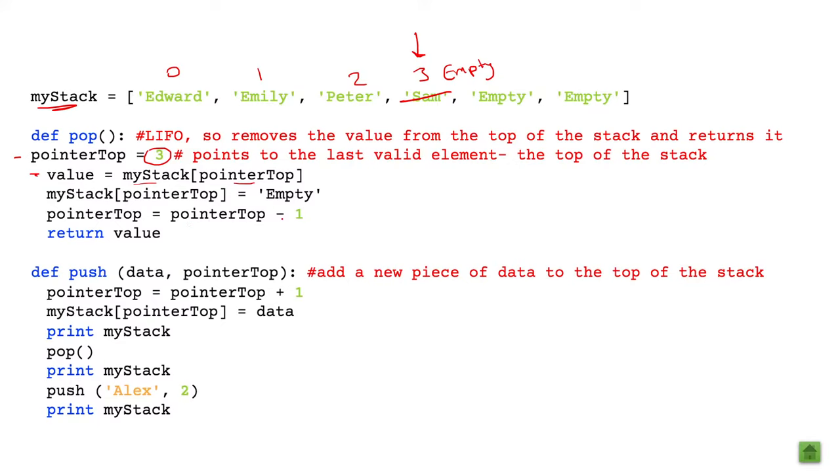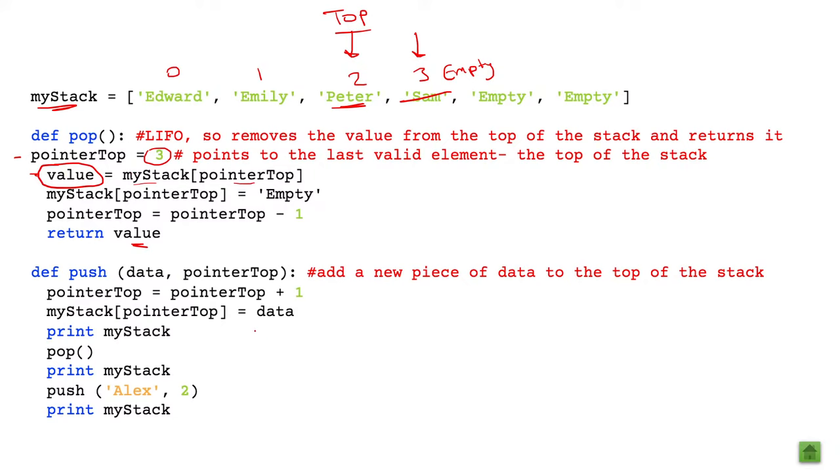What? Pointer top equals pointer top minus 1? That means this now is the top of the stack. It is, isn't it? Because that's the last thing with information in. The others are empty. Look, empty, empty, empty. So that is how you show a stack in an array. Then you return the value. You basically send Sam back because Sam was stored inside value on this line here.